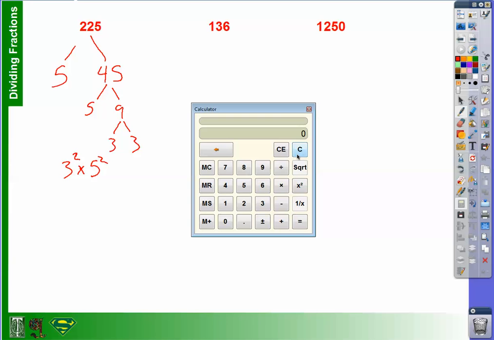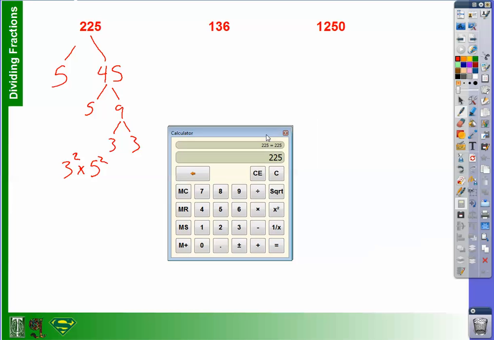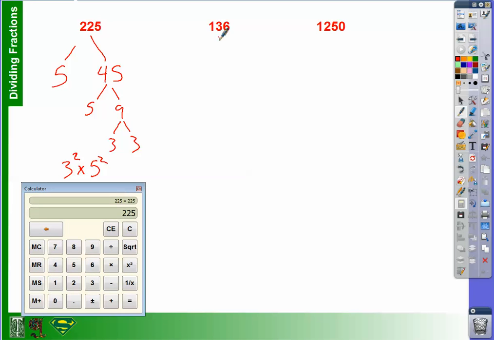And so I can do 3 squared times 5 squared. That didn't work. So 3 squared is 9. So I can do 9 times 5 squared is 25. There we go. And so going backwards it worked. Let's try it again. Let's take a look here.